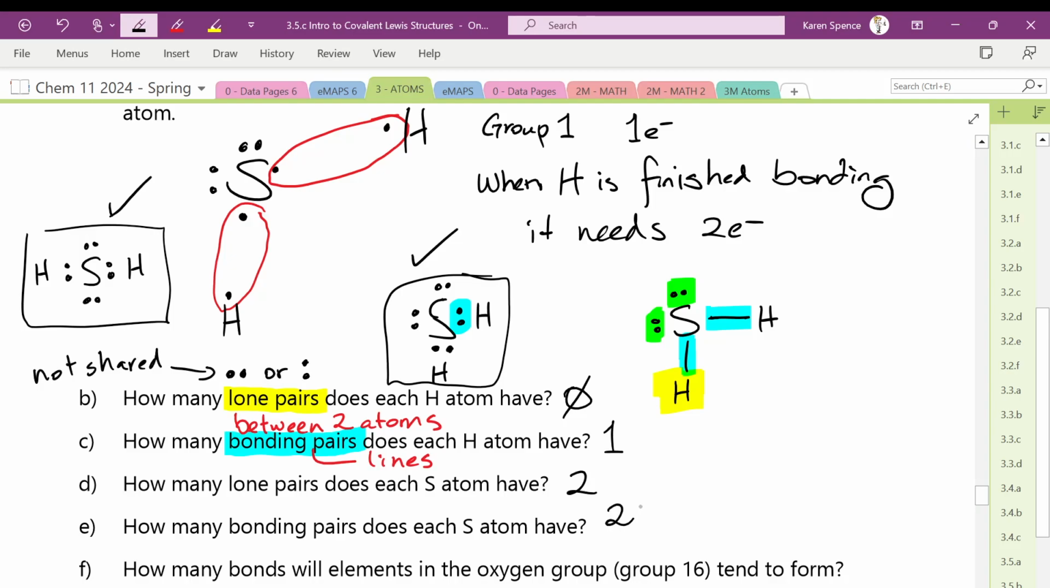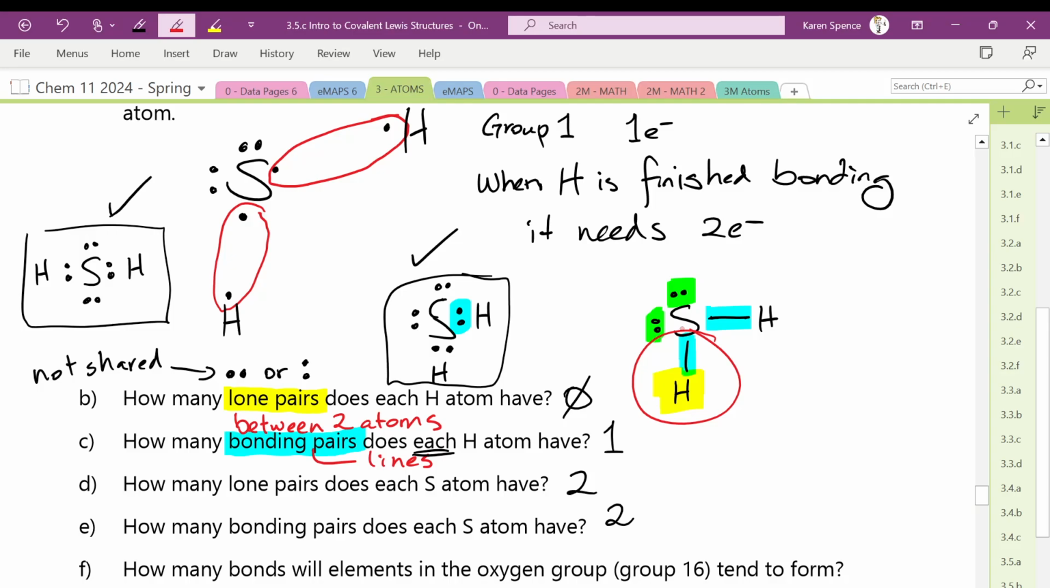Now, this last question is a little complicated. Why is C 1? Because if we look, it's asking for each hydrogen. So one individual hydrogen has one bonding pair. The other hydrogen has one bonding pair. So we're asking for each individual one. Does that make sense? Cool.